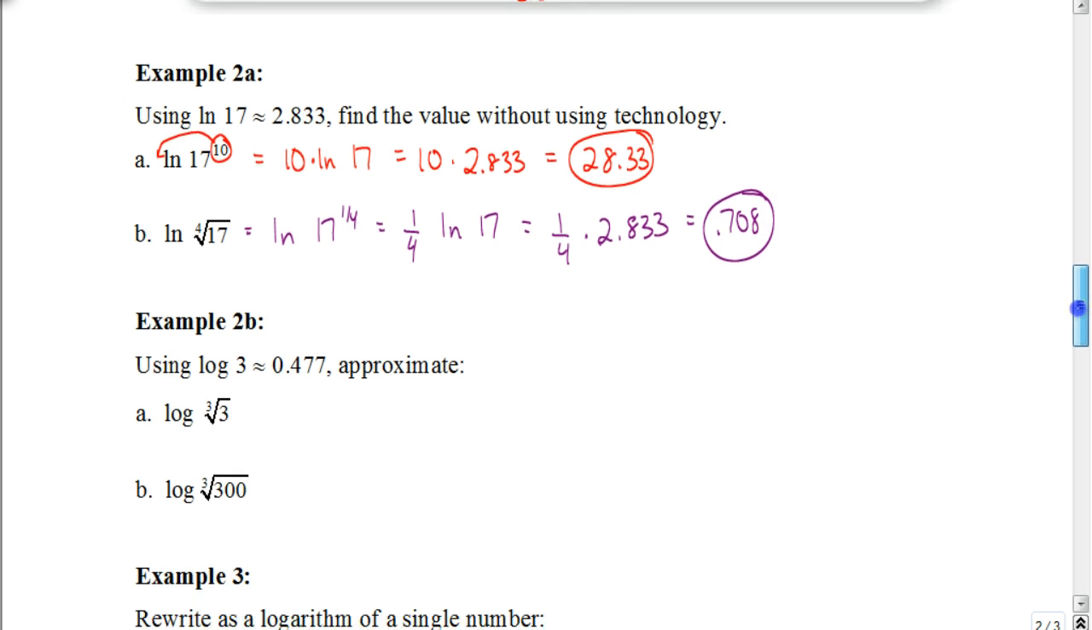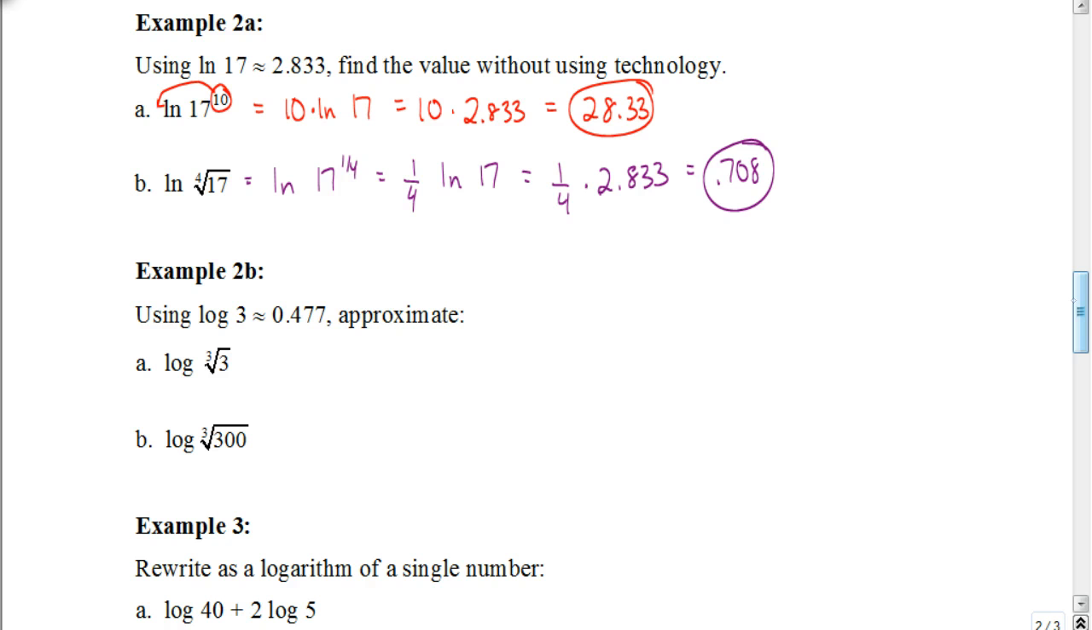Let's look at the next one. I actually want you to try these two on your own. Knowing that the log of 3 is approximately 0.477, I want you to find the log of the cubed root of 3, and find the log of the cubed root of 300, which might be a little bit trickier, but I think you can do it. Pause this video and hit play when you're ready to check to see if you have the correct answer. Okay, let's see how you did with this first one.